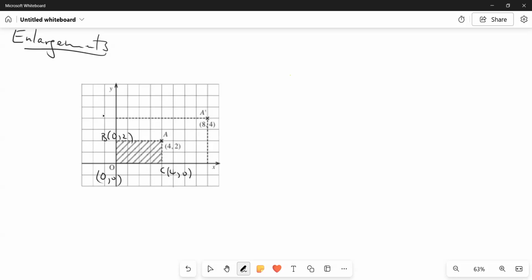okay. So B is going to go up here. B prime is going to be what? 1, 2, 3, 4, 0, 4, sorry, 0, 4. We got that already. This A becomes that. Well, the origin remains the same, and here is C prime. C prime is going to be 1, 2, 3, 4, 5, 6, 7, 8, 8, 0, right?